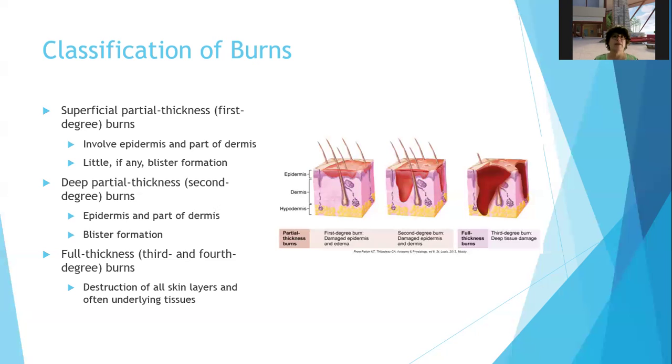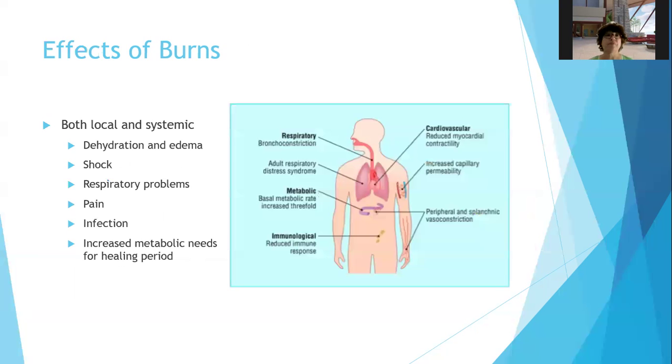So the appearance is going to be, superficial partial thickness burns are just going to be redness. Deep partial thickness burns are going to be redness with blistering, and full thickness burns are going to be either a black or white charred look, very dry. Sometimes people say full thickness burns aren't as painful because the nerves were cauterized, basically. But anytime you have a full thickness burn, you're going to have areas around it with deep partial thickness, and those are very painful. So just keep that in mind.